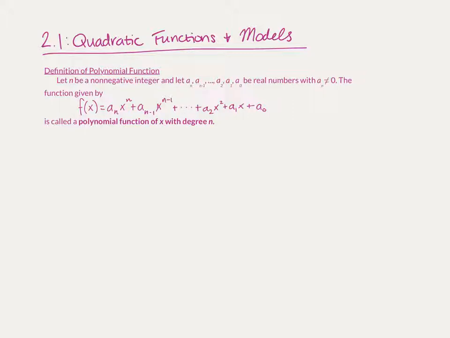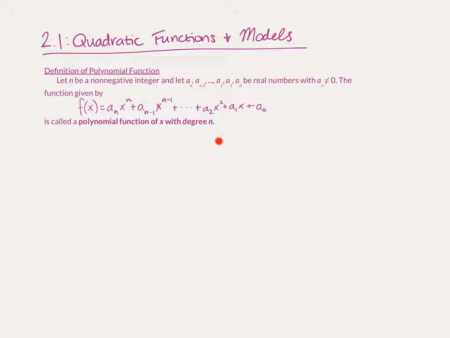To start off, let's talk about what a polynomial function is. So if you notice, there's a definition there. It says, let n be a non-negative integer, and let a sub n minus 1, all the way to a sub 2, a sub 1, a sub 0, be real numbers with a sub n not equal to 0. They are all real numbers, which means they're a number of some kind. So 1, 3, 7, 11, negative 1, and so on. The function given by f of x is equal to a sub n times x to the n plus a sub n minus 1 times x to the n minus 1 plus all the way down to a sub 0 is called a polynomial function of x with degree n.